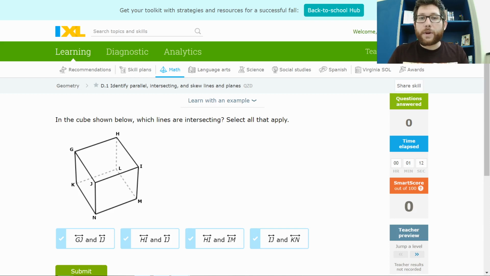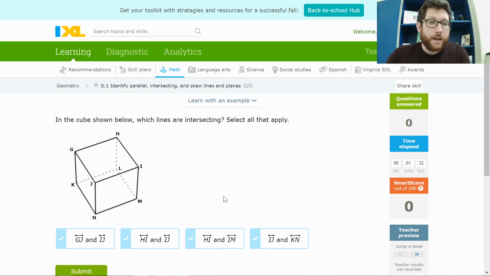So this is a little bit of a review. This isn't necessarily exactly what you're going to see on Delta Math, but it is going to review some points. And the other thing this covers is it does cover skew lines and intersections, some things that we've talked about but maybe not practiced a lot. So let's jump into this IXL. This is D.1 on geometry.